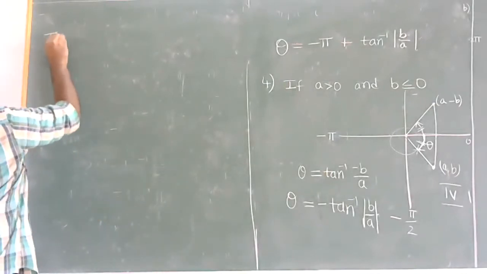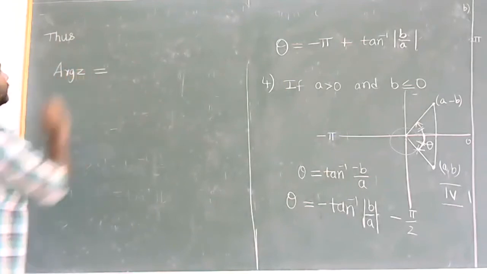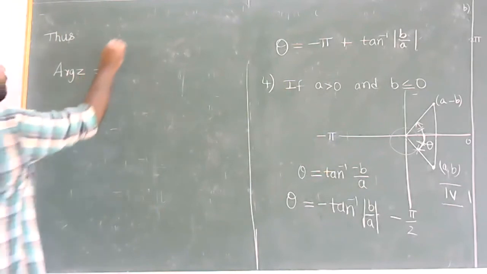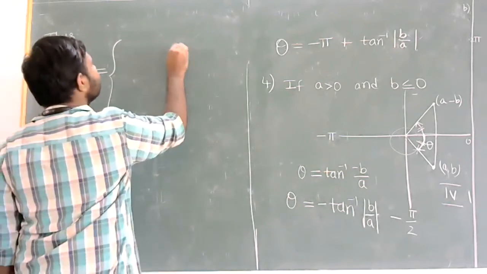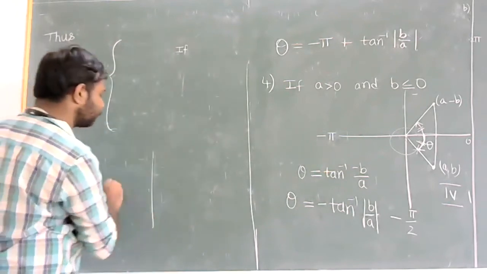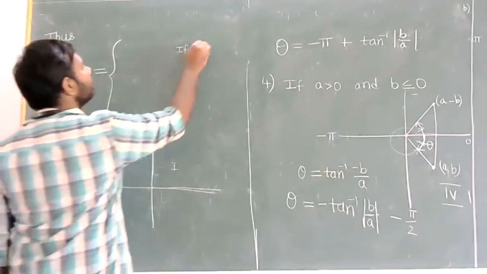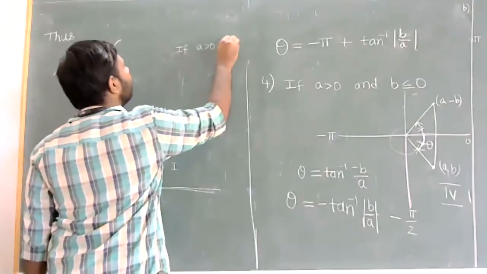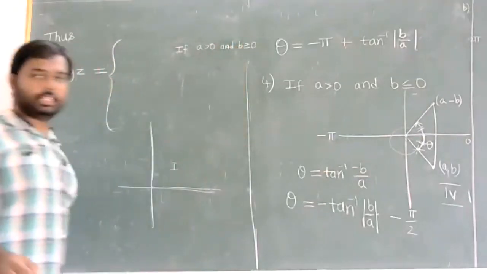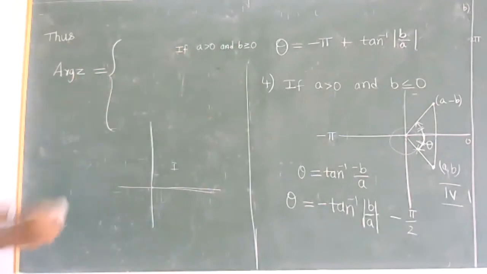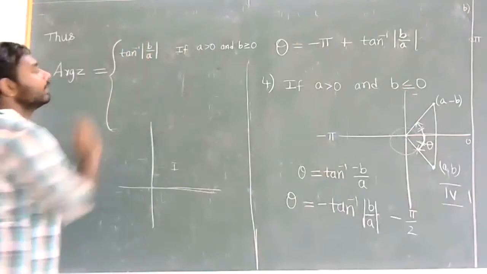Thus, the principal value of argument of Z is denoted by this symbol. Based on four cases, what is the first case? If it is in the first quadrant, A is positive and B is non-negative, that is A is greater than 0 and B is greater than or equal to 0. In this case, what is the argument value? It is tan inverse of modulus of B by A.